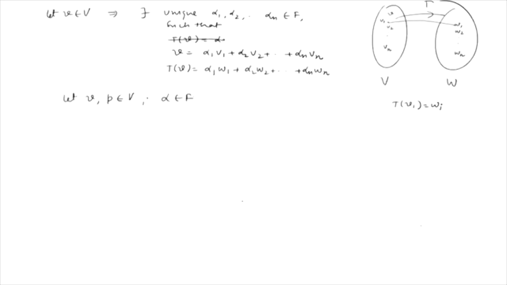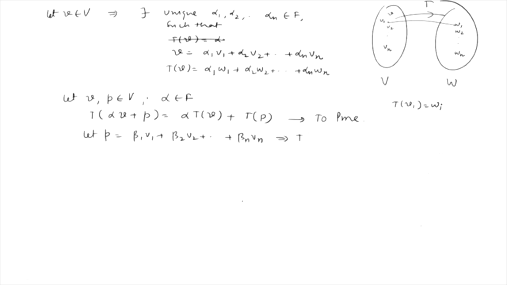So, how can we show this? We have to prove T of alpha V plus P is equal to alpha times T V plus T P. Okay. Now let P, since P is also some element in vector space V, be written as some linear combination of the Vi's. So this will be beta 1 V 1 plus beta 2 V 2 and so on up to beta n V n, and this implies T of P will be beta 1 W 1 (since T of V 1 is W 1) plus and so on up to beta n W n.